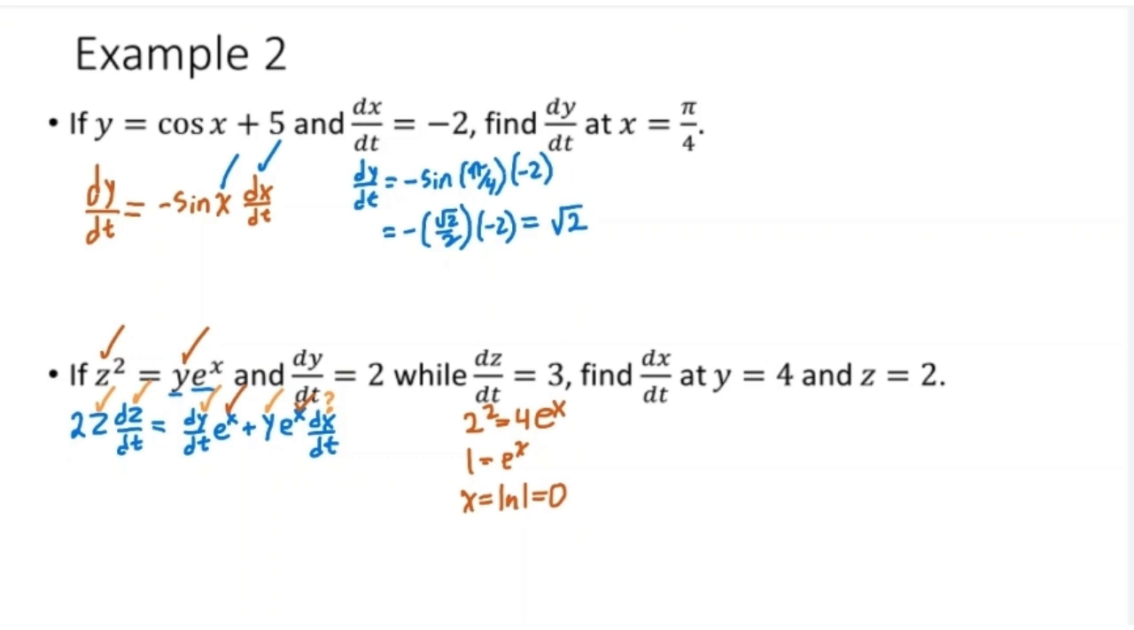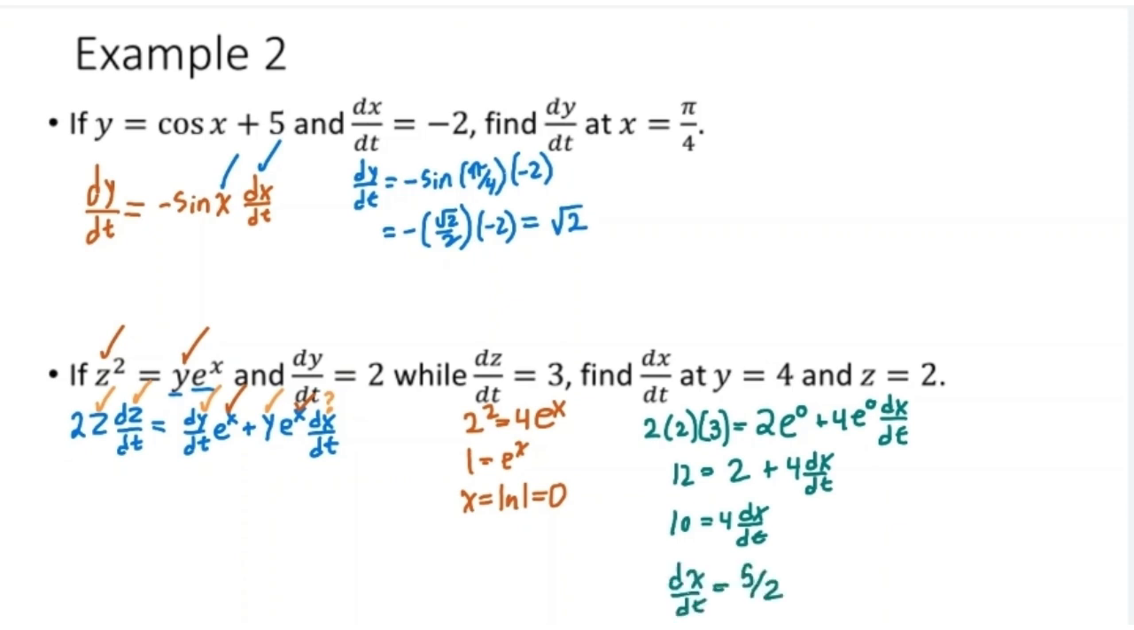From our related rates equation, we can plug in all of our values, and we get 2 times 2 times 3 equals 2 times e to the 0 plus 4 times e to the 0 times dx/dt. Now to solve for dx/dt. Start off by simplifying where we can, subtract 2, then divide by 4, and we get dx/dt equals 5/2.